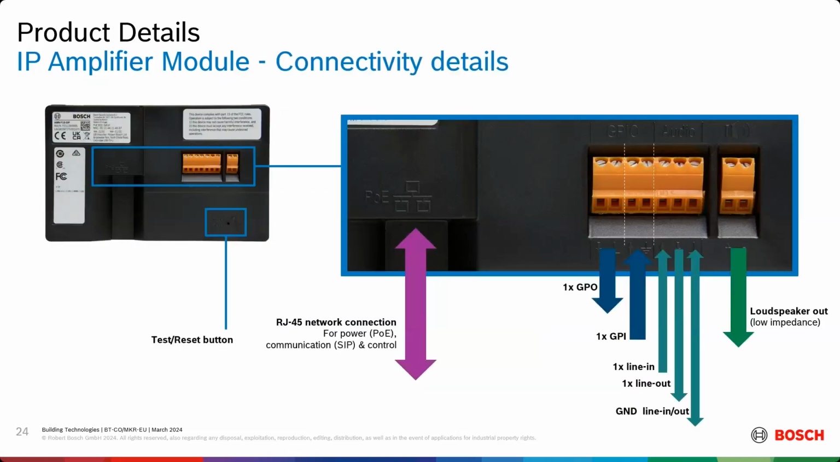Here you can see the connection details of the amplifier module. So PoE network port for communication and control, GPIO terminal with one GPO and one GPI, then the audio terminal with one line in and one line out, and additionally for the amplifier module, we have a passive loudspeaker connection for low impedance speakers. And the IP amp module also has a physical button for test and reset purposes.